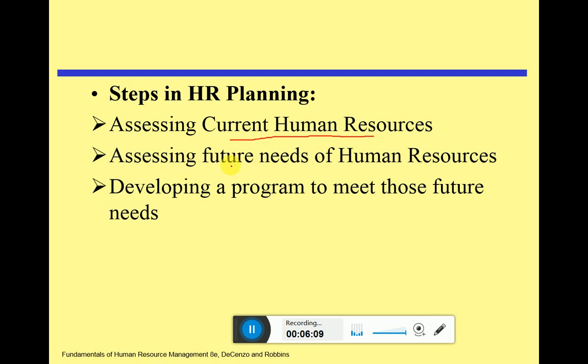Then next, assessing future needs of human resources. In the future, how many people we require in the upcoming future. And the last, developing a program to meet those future needs.